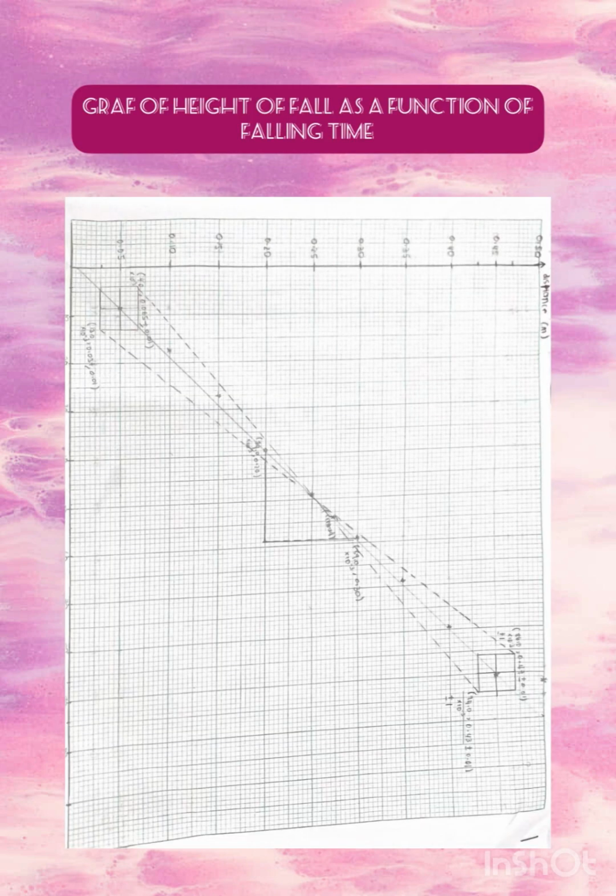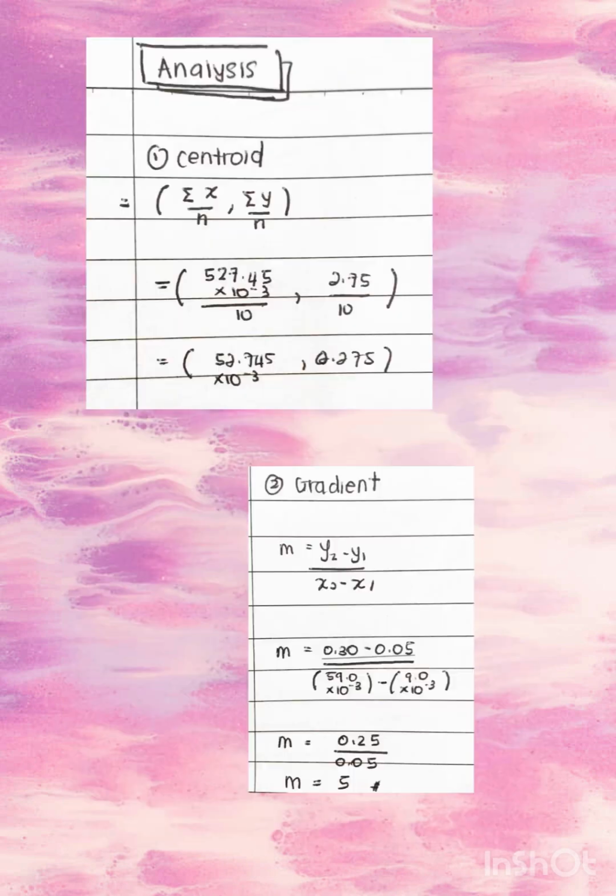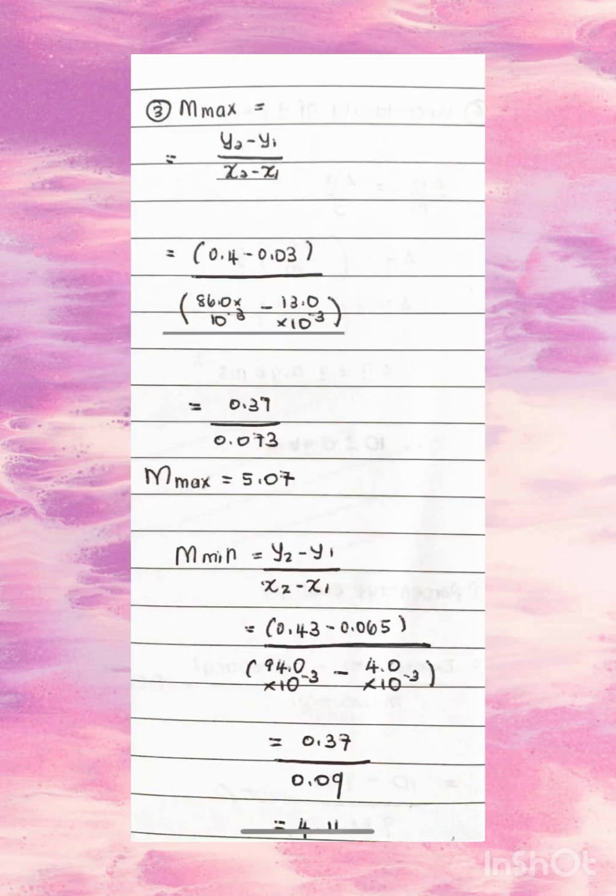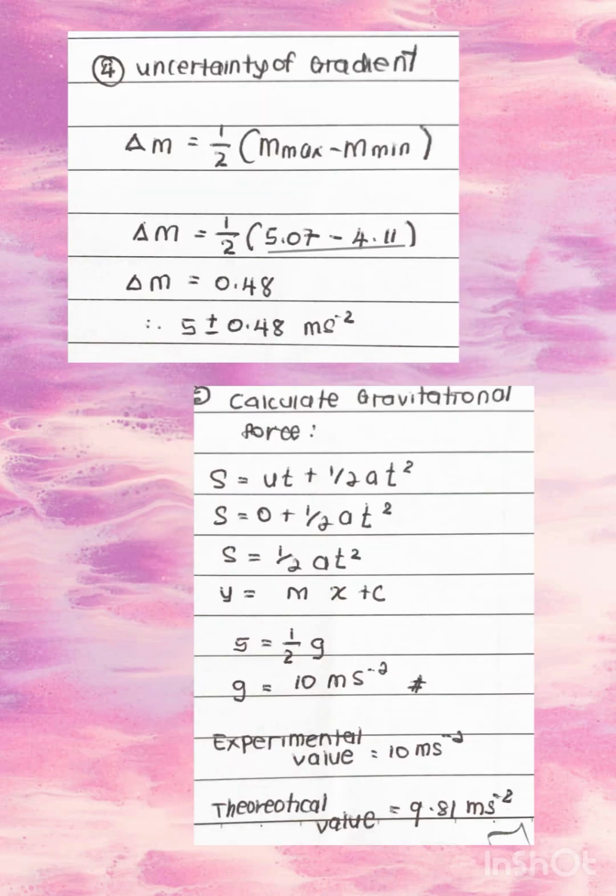From the graph of height of fall as a function of falling time, we could calculate the gradient. The gradient that we get is 5. This is the minimum and also the maximum of gradient. And from the gradient that we calculate, we could calculate the gravitational force using the kinematic formula. The formula that we use is distance equals initial velocity times time plus half times acceleration times t squared. Hence, the gravitational force that we get from this graph is 10 meters per second squared.